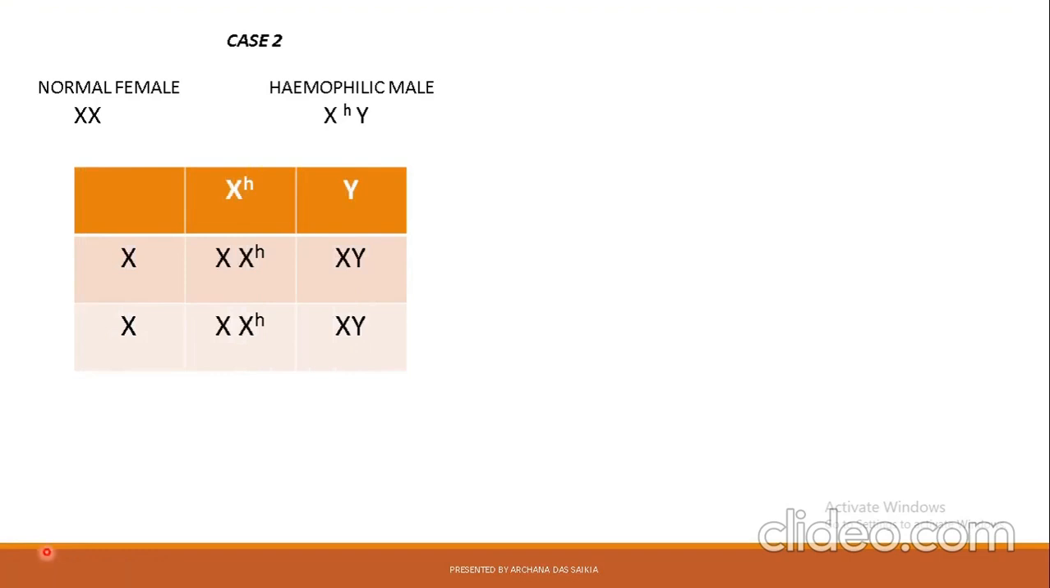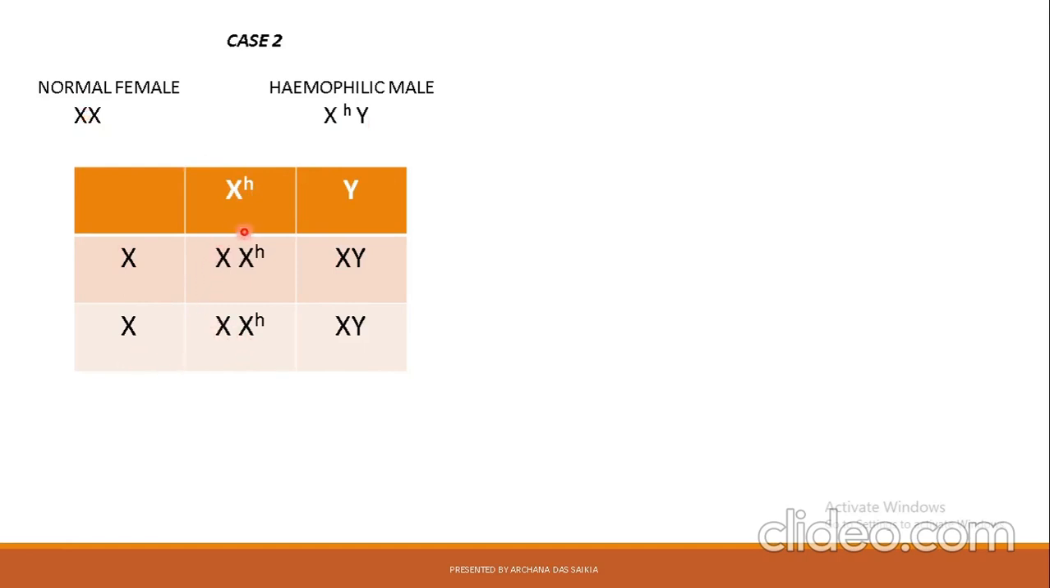So, say a second case where a normal female marries a hemophilic male. Mother is quite normal, but father is hemophilic. What will happen under such condition? The defective allele is present in the sperm, the X carrying sperm from the male. Y is quite normal, and obviously, as it is a normal female, all the eggs are normal.